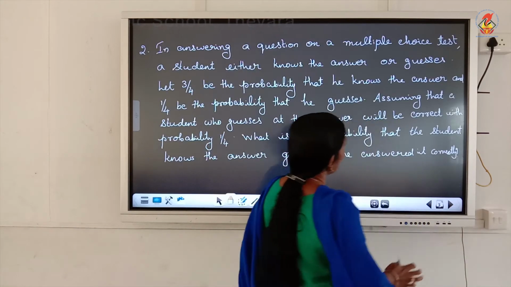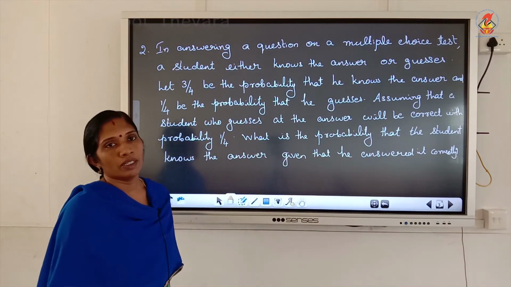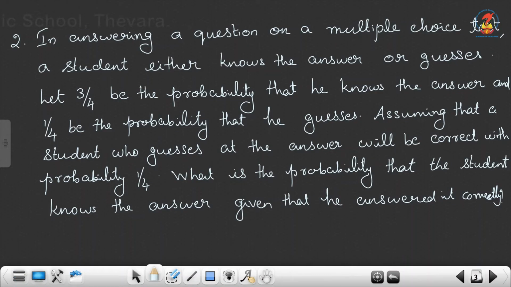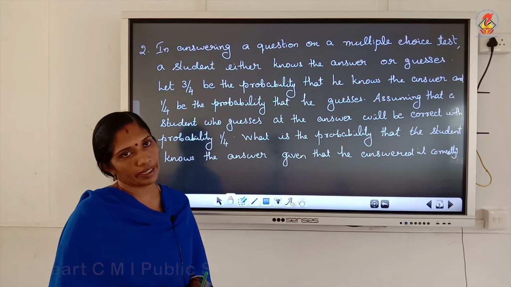Now, question number 2. In answering a question on a multiple choice test, a student either knows the answer or guesses. Let 3 by 4 be the probability that he knows the answer and 1 by 4 be the probability that he guesses. Assuming that a student who guesses at the answer will be correct with probability 1 by 4, what is the probability that the student knows the answer given that he answered it correctly?